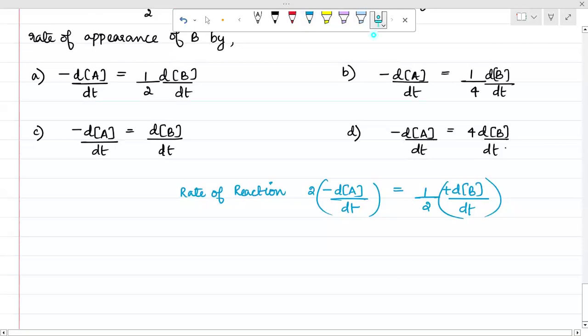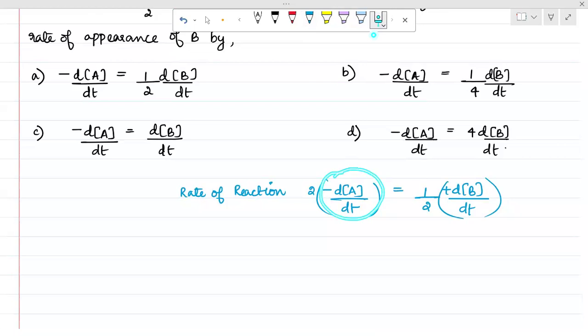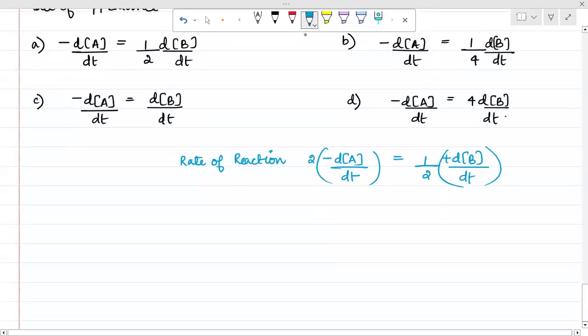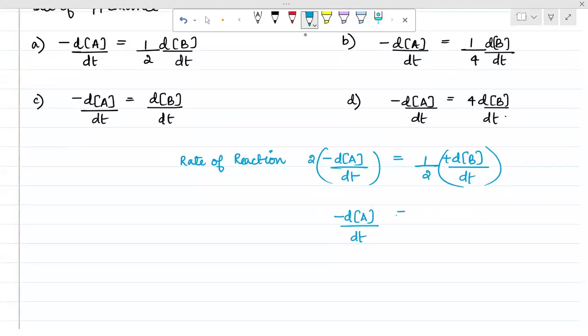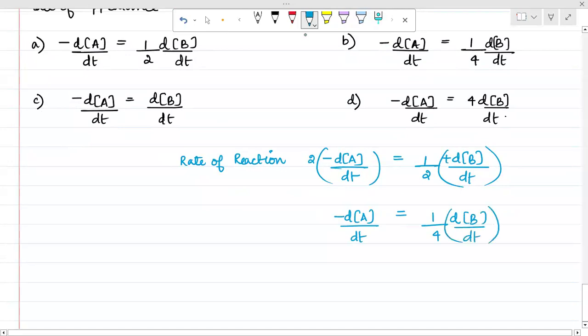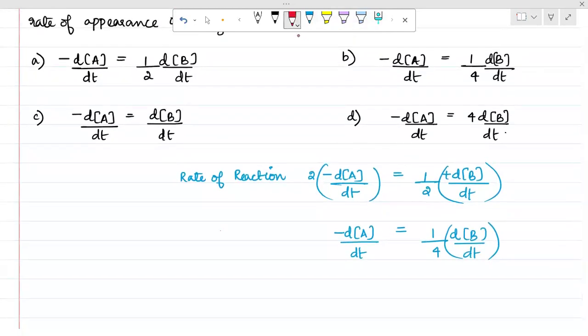Now here, minus dA by dt is your rate of disappearance. And in all the options, you have minus dA by dt on your left. So you have to express it in terms of minus dA by dt. If I keep minus dA by dt on the left and take 2 to the other side, it becomes 1 by 4. Plus can be avoided because it is positive only. If you put it or don't put it, that doesn't make any difference. dB by dt. That's it. So it's option B.